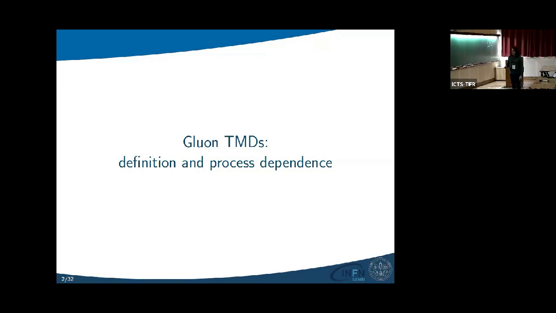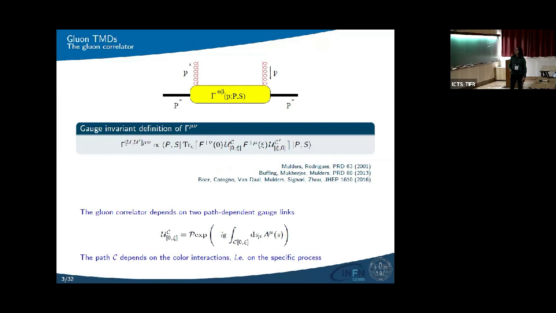I will start by talking about the definition of TMDs, and from this the intrinsic process dependence of these objects will emerge. Quark TMDs are also process dependent, but this has been studied quite a lot, so Alessandro didn't mention it. We can define gluon TMDs through the gluon correlator, which is this blob depicted here.